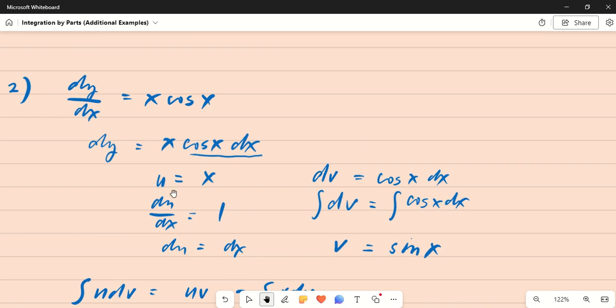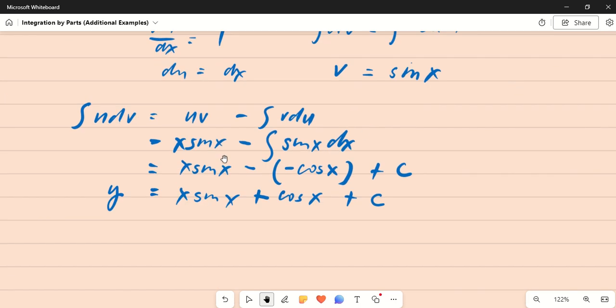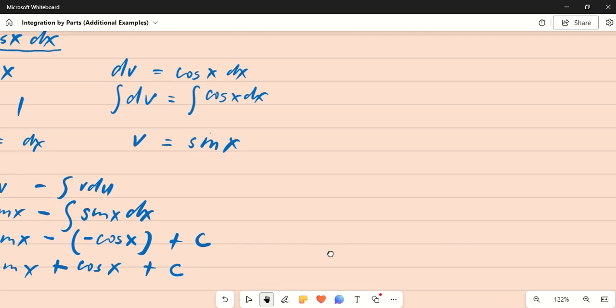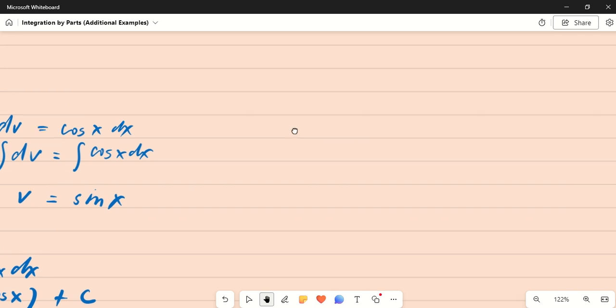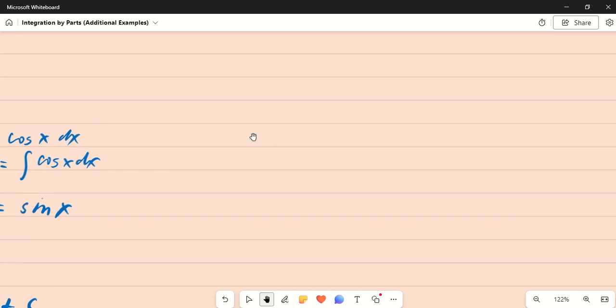Because in our original formula, that's dy is equal to x cosine x dx. Then if you get the integral of dy, that will give you y. So this is our final answer. y is equal to x sine x plus cosine x plus the arbitrary constant. Okay? Next, let's try solving our third example.